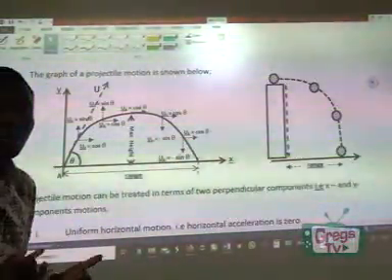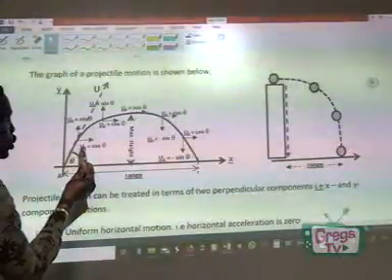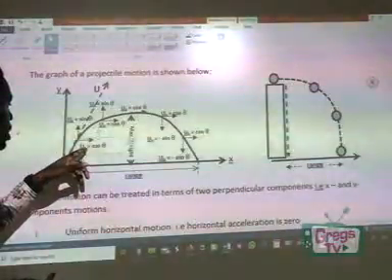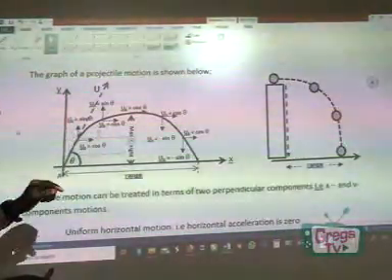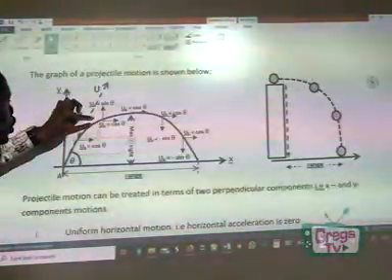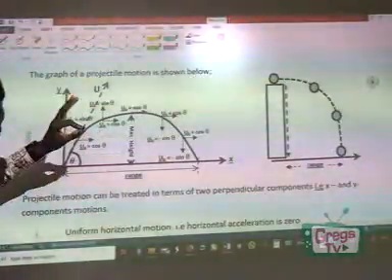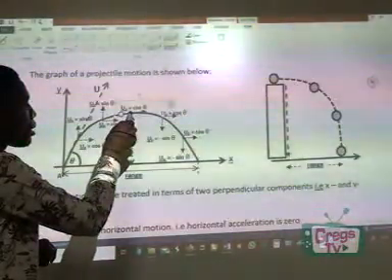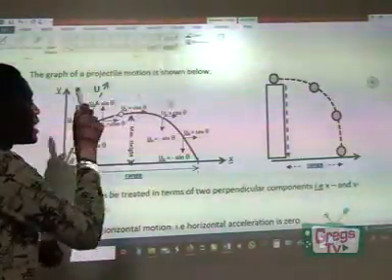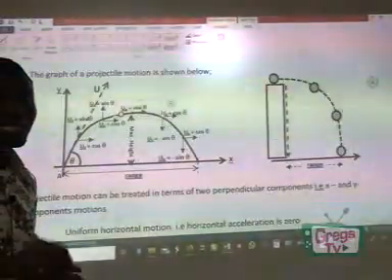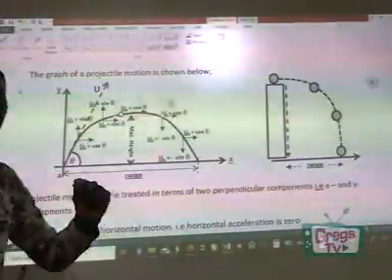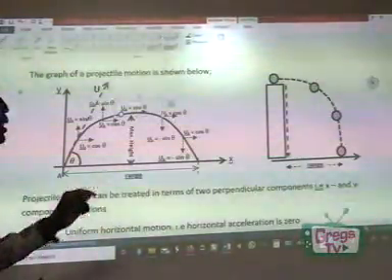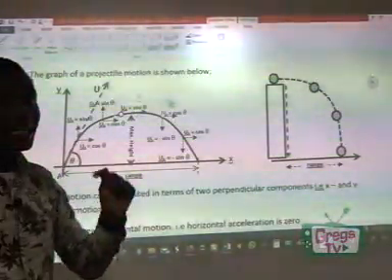Now, as this body is moving along the trajectory, it will be experiencing some things, and one of them is Ux. It will be experiencing the 2 components of its velocity. That means Ux, which is U cos theta, and Uy, which is U sin theta. But something happens. As this body is going up, the vertical component, which is your Uy, will be decreasing. And the moment the body gets to the maximum height, Uy automatically becomes 0. That means at maximum height, the vertical component of its speed is 0.